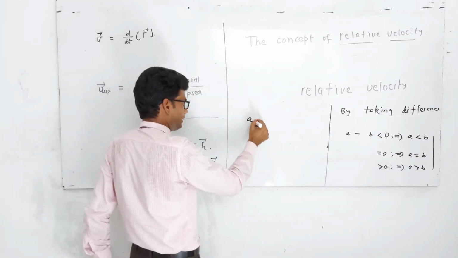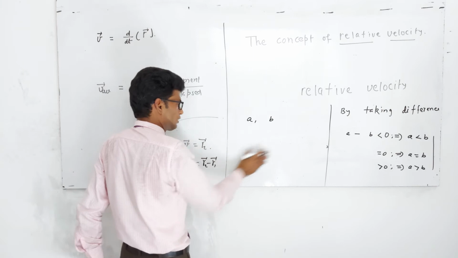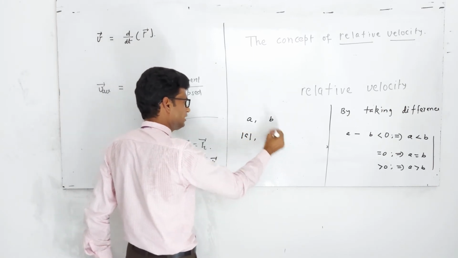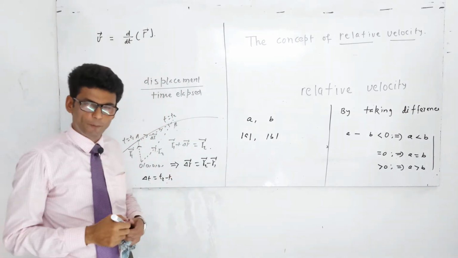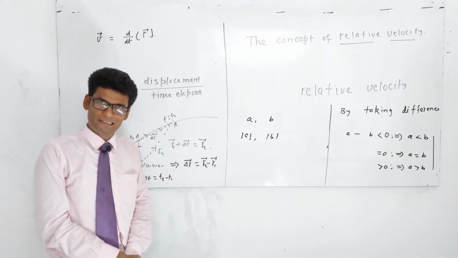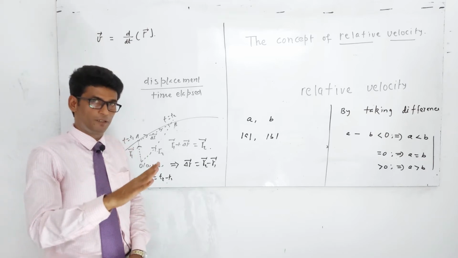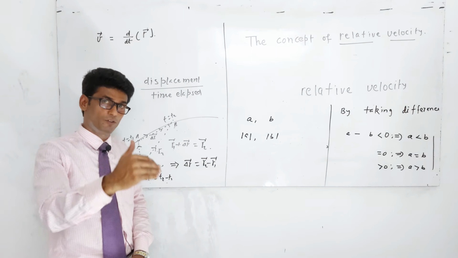So here are two real numbers again, a and b. Firstly we have to take the modulus and then compare by taking the ratio. But in fact it is very clear a and b have the same unit and dimension.